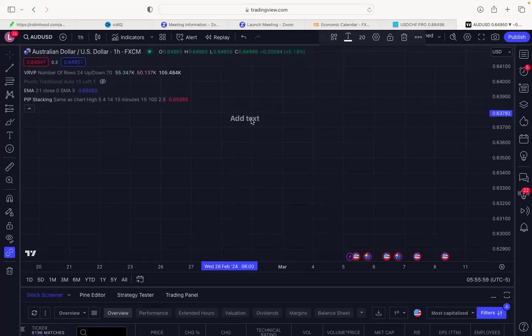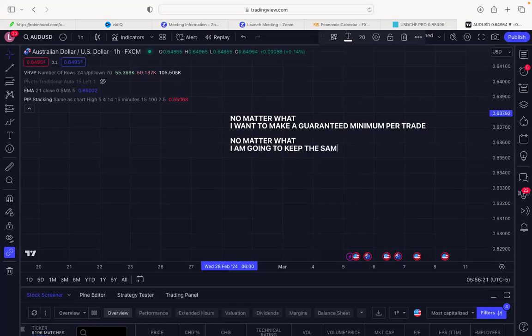No matter what, here are some risk management principles. No matter what, I want to make a guaranteed minimum per trade. I am going to keep the same risk per trade, no matter how many pips. It doesn't matter. And pips gained is an incentive.